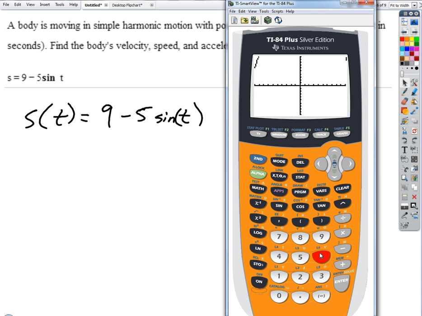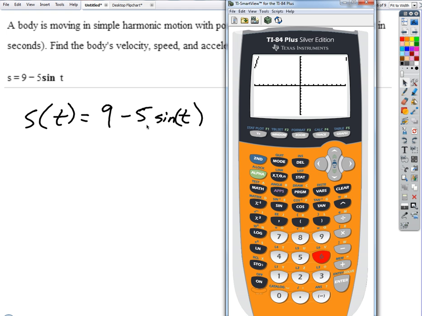In fact, even zoom 6 didn't work great because it went up to 10. What should it probably go to? If it's going to be 9 minus 5 sine t, let's think about this analytically for a second. Between what values is sine t going to oscillate? What are the output values going to vary between? Bear with me on the grammar.